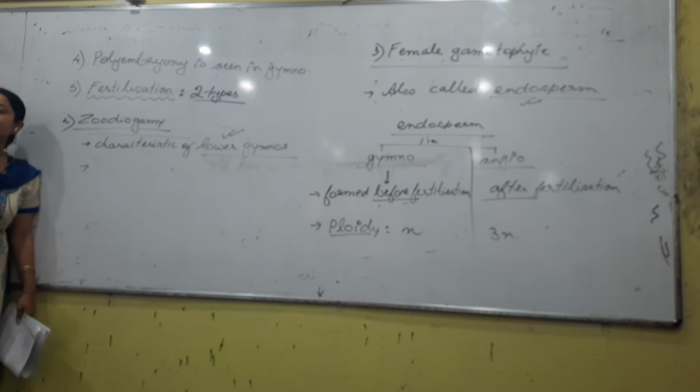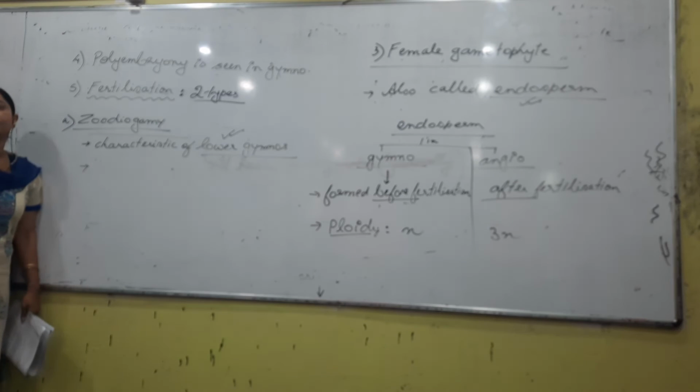But in case of other examples like bryophytes and pteridophytes, what we have seen is that inside the antheridium, male gametes were formed, and they were liberated in water and swim towards the female gamete. To swim towards the female gamete, obviously they should be motile. So having motile male gametes is a characteristic of lower plants, and that process is called judeogamy.